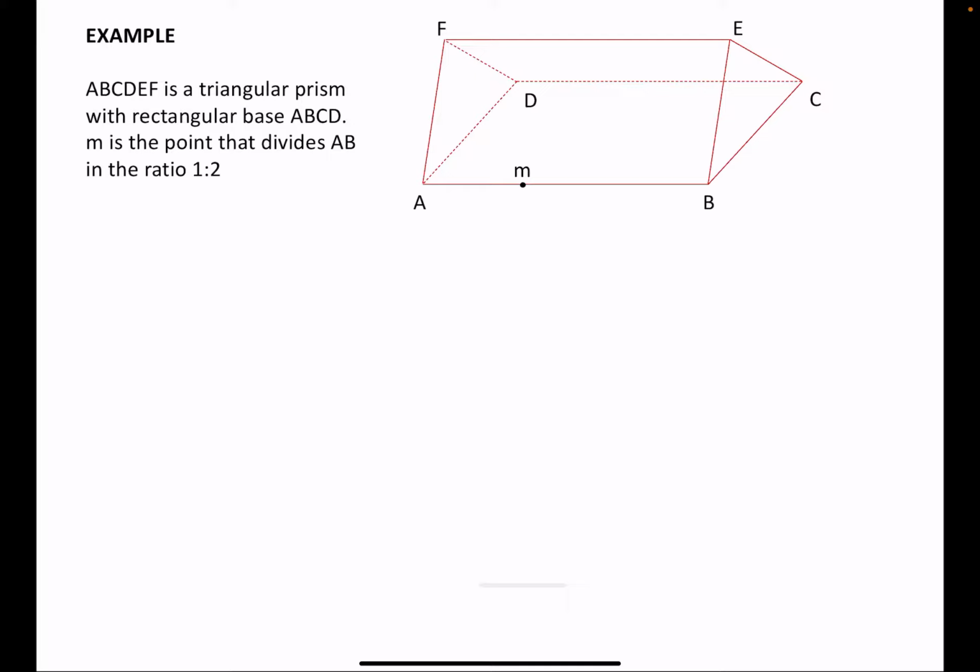M is the point that divides A, B in the ratio 1 to 2. So you most often get a diagram with this, which kind of explains it pretty clearly. But if we've got point M there, then obviously it divides A, B in the ratio 1 to 2, in which case there's 3 parts there. 1 part between A and M, 2 parts between M and B. Okay, so just get that right in your head, draw it on a diagram, entirely up to you.